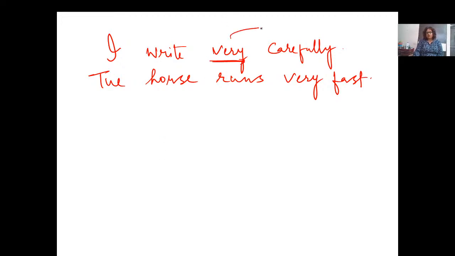Carefully is an adverb here, because I write. How do I write? I write carefully. Carefully is an adverb. And very also qualifies the adverb, so very here is also an adverb. But what is the difference between very and carefully? Here carefully qualifies the verb, and very qualifies the adverb. Is it clear or not?